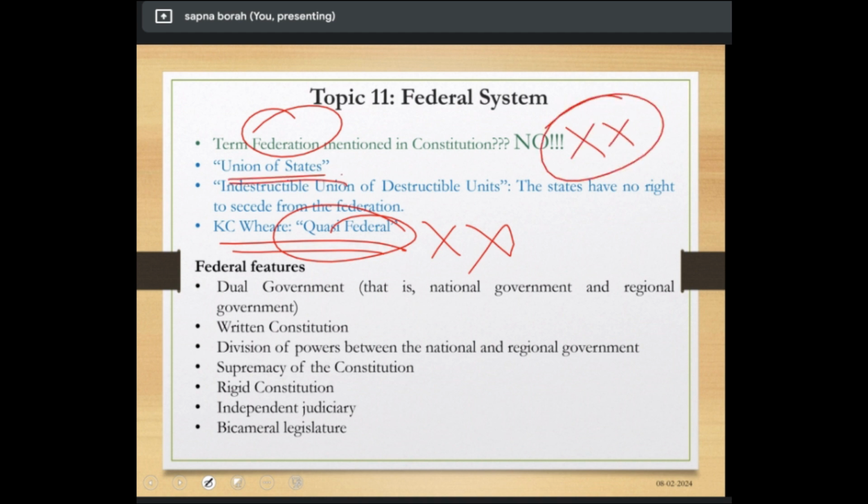If we are not a federation, what are we? We are just a union of states. Keep this keyword in mind. We are a union of states where we do not have any kind of legal commitment. The states have no legal commitment towards the center. We only are a union of states, verbally, whatever we may call it. Okay, and the third point is indestructible union of destructible units.